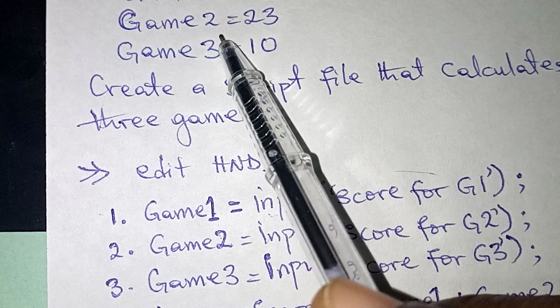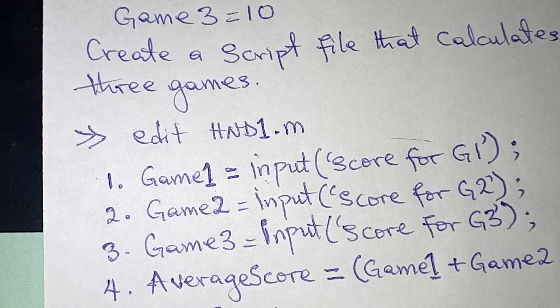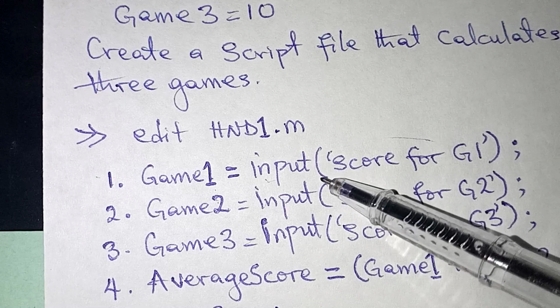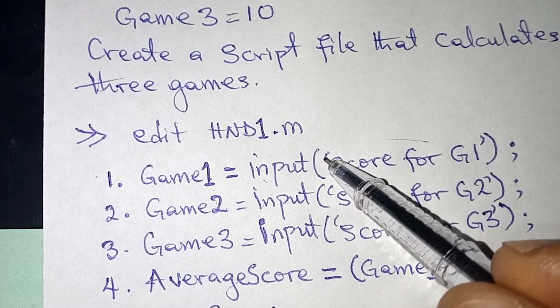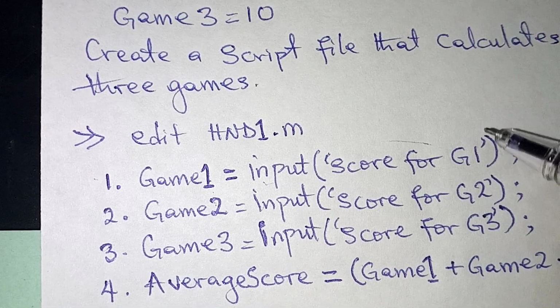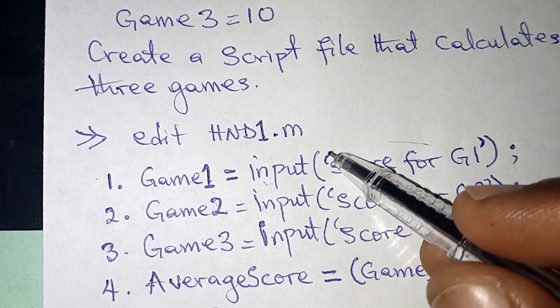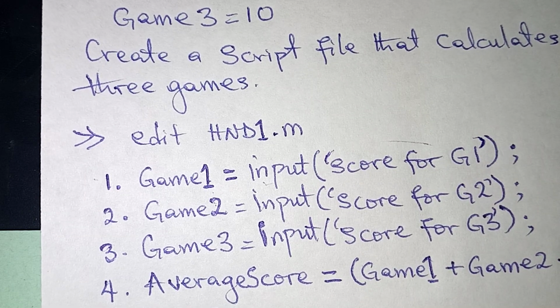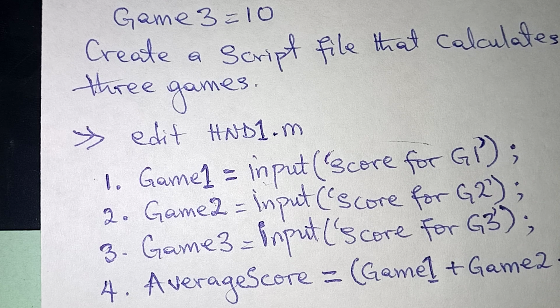It simply means, for game 1, or you can call it A, game B, game C. But since in the question they've already used game 1, game 2, game 3, just call it game 1. Then what are you saying? You are telling it to input. Remember, you want to write something that will come out. And I told you right from time that when you are writing something in Matlab, it should be inside this quote. So you are telling it to input the score for G1, that is game 1.